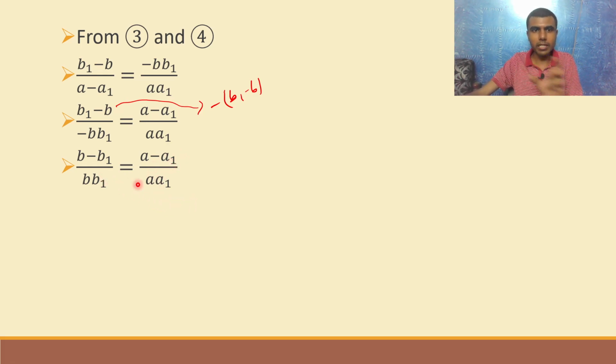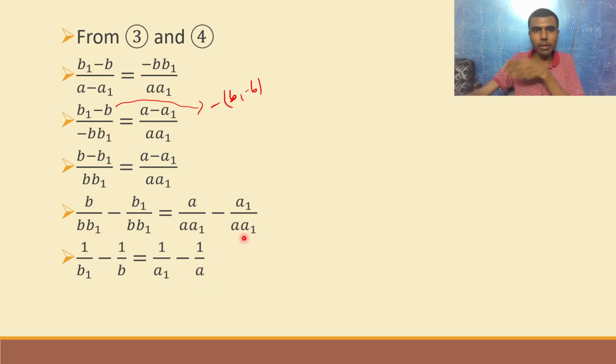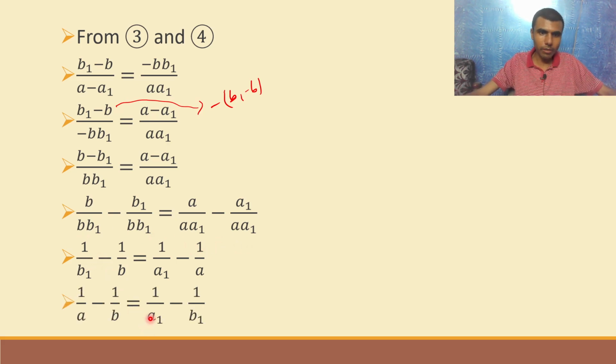Now split it. This can be written as b by b b1 minus b1 by b b1 is nothing but a by a a1 minus a1 by a a1. b cancel, b1 cancel. So 1 by b1 minus 1 by b is nothing but 1 by a1 minus 1 by a. Now send 1 by a to the LHS and send 1 by b1 to the RHS. So 1 by a minus 1 by b is 1 by a1 minus 1 by b1. That's it. This is what they asked us to show and we showed it. The condition for the orthogonality of the curves is this. When the curves are orthogonal, this is the condition that we should get, and we got it.